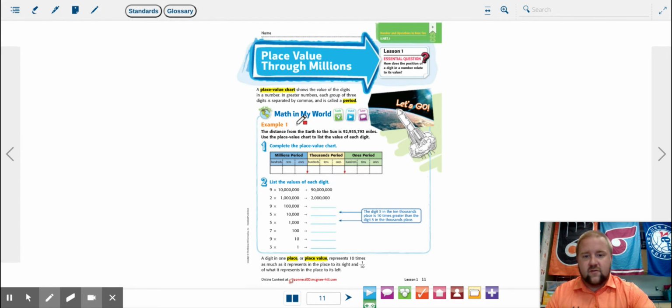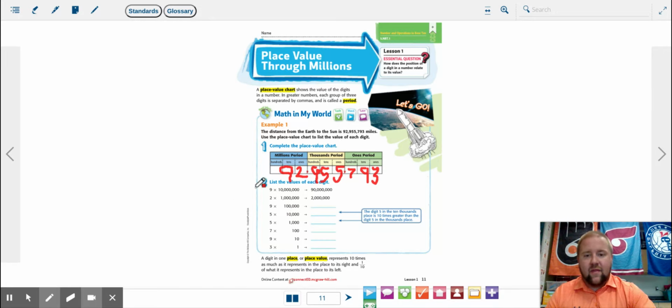So example one, it says the distance from Earth to the sun is 92,955,793 miles. Use the place value chart to list the value of each digit. So if it's 92 million, that means we're going to be in the millions period. So we're going to have a 92. So we're going to put a 9 there and a 2 here. Okay. And then it says 955,000. Okay. And then 793. All right. So that's how the number would appear. Obviously, it's way bigger than I can fit in the box. I apologize, but you get the idea there.